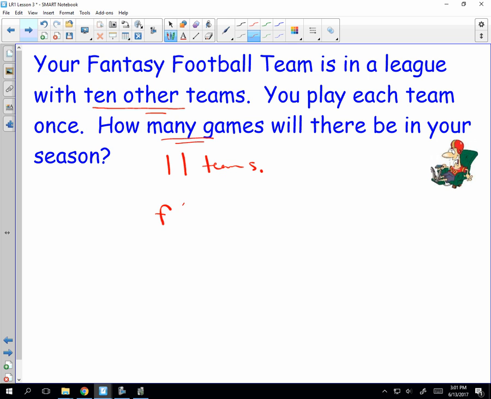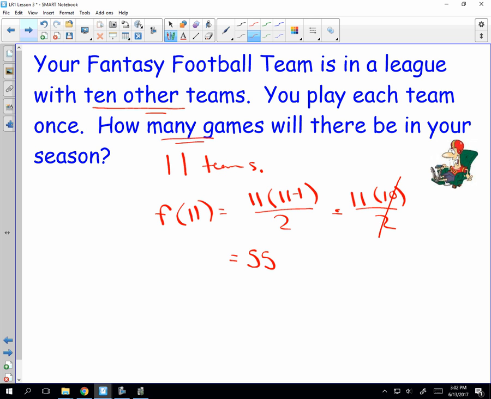So what we would have to have is the handshake rule function based on 11 teams. We would have 11 times 11 minus 1, which is 10, divided by 2, and there would be 55 games that would happen. Okay, we have 11 times 10 divided by 2. I made life a little easier by dividing by 2 with the 10 to get 5. 5 times 11 gives us 55 total games played in that scenario.